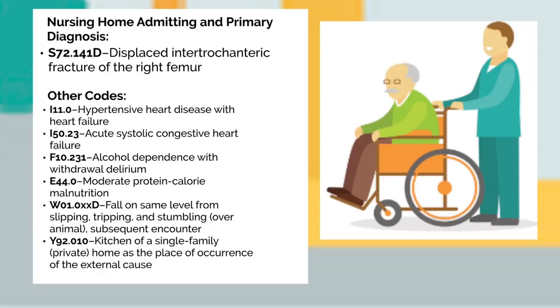Notice the additional diagnoses that have followed him from the hospital: hypertensive heart disease with heart failure, acute systolic congestive heart failure, alcohol dependence with withdrawal delirium, moderate protein calorie malnutrition. And we've also included that he fell on the same level from slipping, tripping, and stumbling over an animal, which notice has been reassigned to a subsequent encounter. This is indicated by the 7th digit changing from an A, initial encounter, to D, subsequent encounter. And finally, the location of the fall is included.